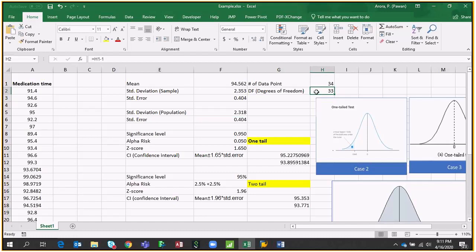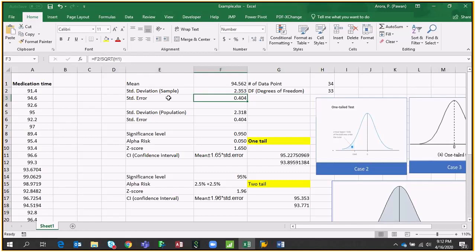But as I mentioned, I'm creating another video for degrees of freedom in detail, why it is minus one, why not the same number of data points equals to degrees of freedom, why not minus two and all. But for now, please remember degrees of freedom is nothing but the number of data points minus one. So this is how you can calculate the standard error.